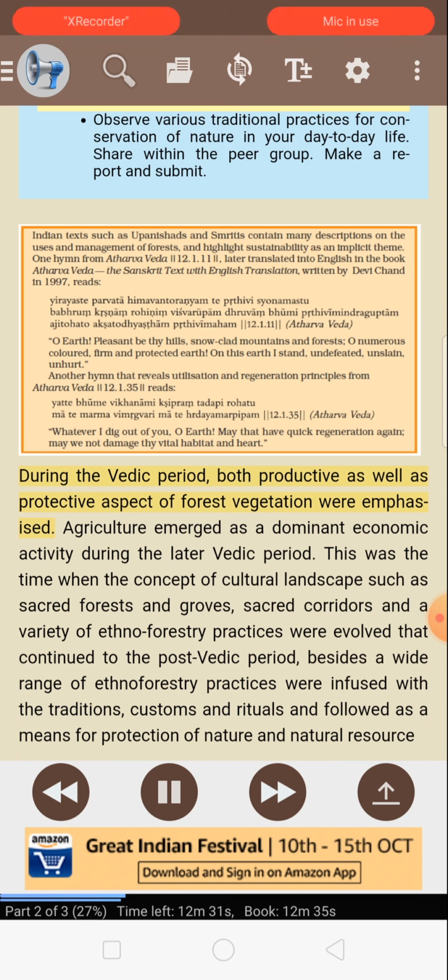During the Vedic period, both productive as well as protective aspects of forest vegetation were emphasized. Agriculture emerged as a dominant economic activity during the later Vedic period. This was the time when the concept of cultural landscapes such as sacred forests and groves, sacred corridors, and a variety of ethno-forestry practices were evolved that continued to the post-Vedic period.